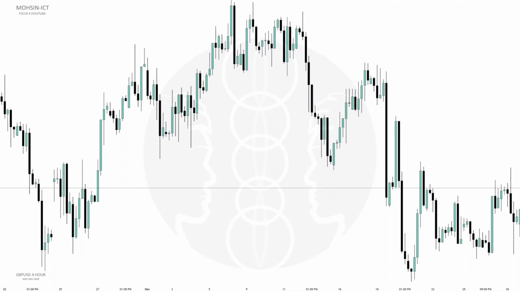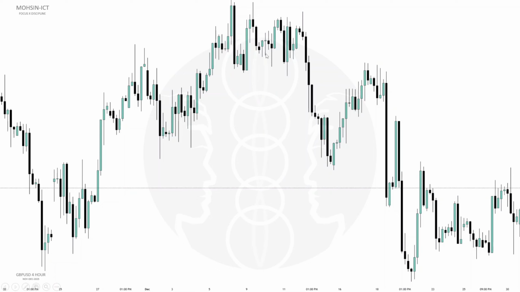Our next example, this is the GBPUSD four-hour chart, November to December movement, and this was very aggressive price movement as well. And you can see right here, we have a very amazing sample right here. What is this?